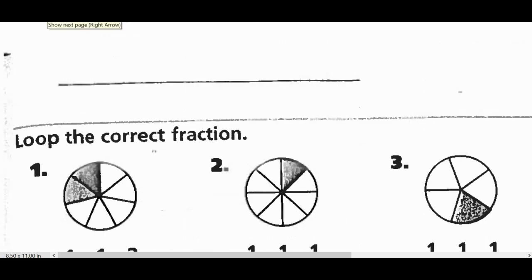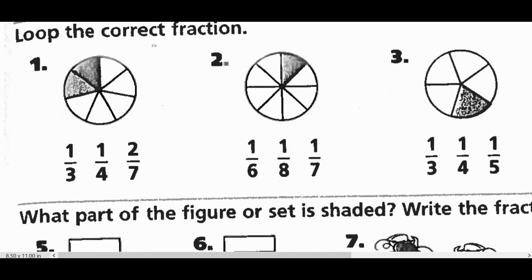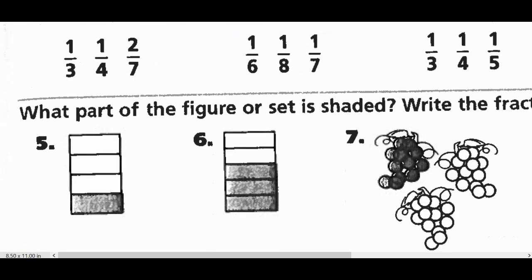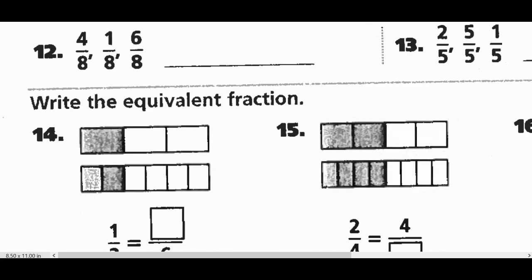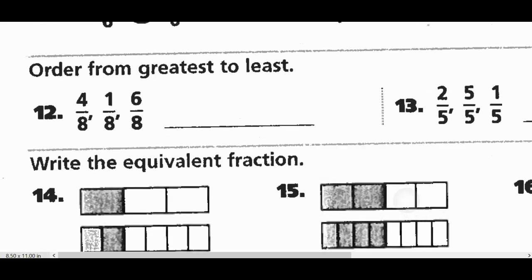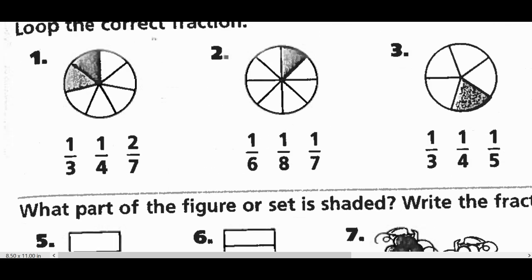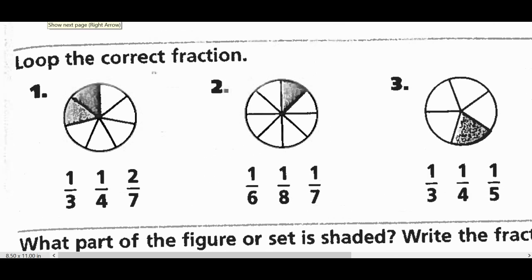Now, go to page 13. I'm going to do an example on each one of those, okay? So watch. The first section says loop. What does that mean? Circle. It says circle the correct fraction. Which one is that one? Number one. Yes, there's only 2 shaded in, not 1, right? Boom. That's how you do the first section.